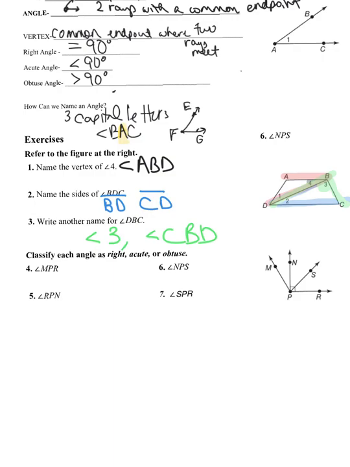Now the next one we're going to go based off of looks and based off of symbols. So it says to classify each angle as right, acute, or obtuse. Again, if we're going to call it right, it has to have the little box that tells me it's right. And now the acute ones and obtuse ones are going to be kind of obvious. So for the first one, MPR. MPR is this big angle. Obtuse, perfect.